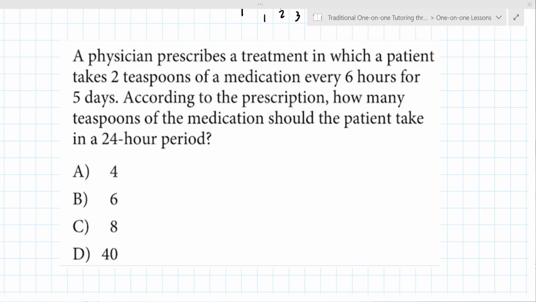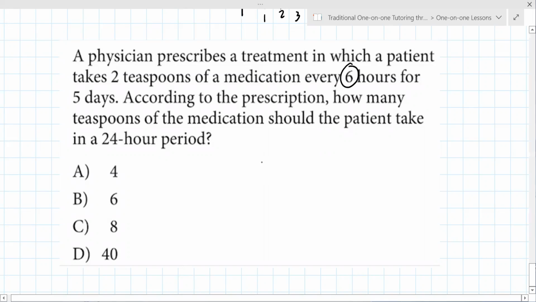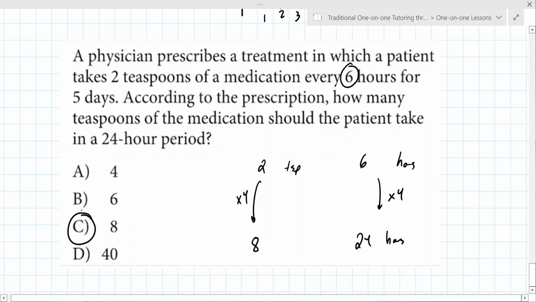So the approach that I would tell you to take here is to always look at that last sentence first. How many teaspoons should the patient take in a 24-hour period? And they tell you that they take it every 6 hours. So it's like 2 teaspoons, 6 hours, and then 24 hours is what I care about. The problem could have said 12 hours or 18 or 30, we don't know. But how do I go to that and multiply by 4? So I multiply this by 4 to get 8. So some variation of that would be wonderful.